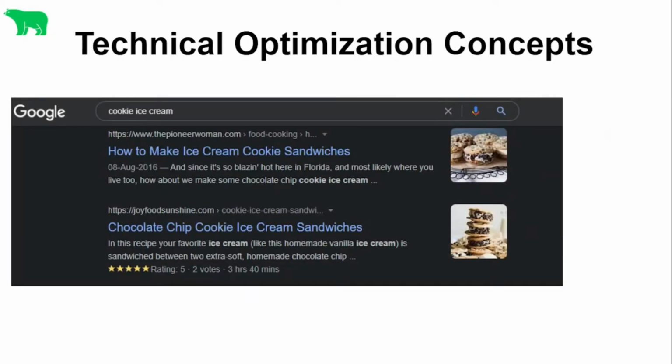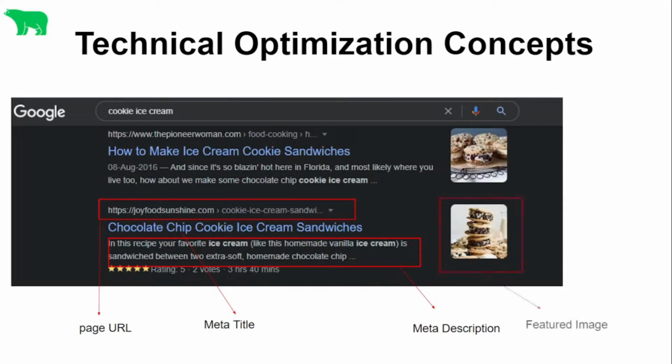Before moving into technical optimization, let's understand certain concepts. When you search for a keyword, let's say cookie ice cream, in Google, different content would appear. The URL you see highlighted is called the page URL. Below that, what is written in bold letters, chocolate chip cookie ice cream sandwiches, is called the meta title. Just below the meta title, you have a one or two line description which highlights what the whole content is all about. That is called the meta description. And the image that you see in the extreme right-hand corner is called the featured image.